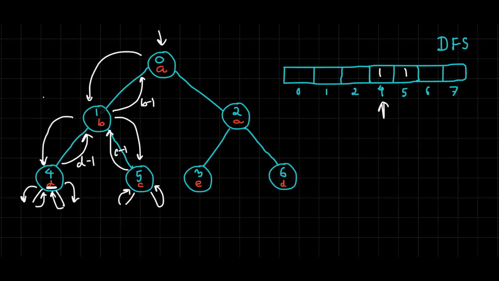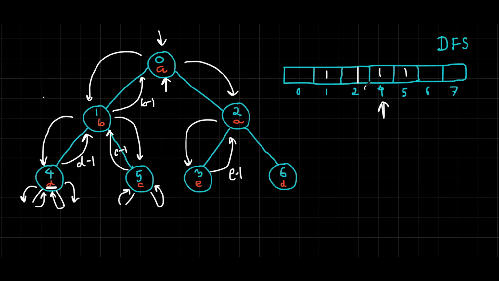Now, the node 1 has the value B. So here the frequency of B is 1. So we have to add 1 here into the 1 index. Now we are at this position 0. From 0, we can go to 2. From 2, we can go to 3. Again, when we're returning from the 3, the frequency of E will be 1. And we will add 1 in the index number of 3.